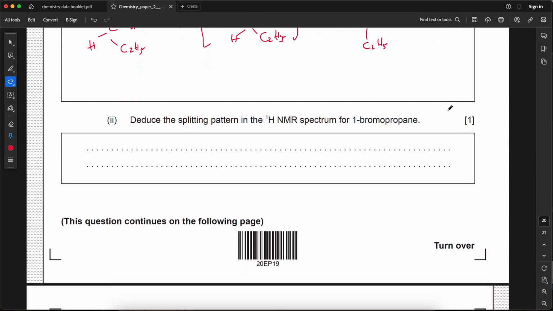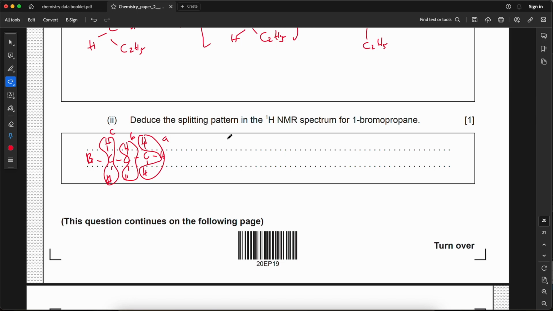Deduce the splitting pattern in the H NMR spectrum of 1-bromopropane. So 1-bromopropane will be like this: CH2, CH3. So you will have one H environment and another one, and another one, because now the C is attached to Br.